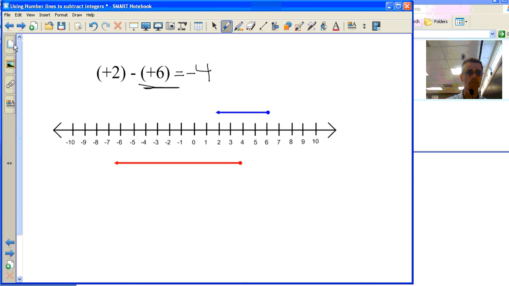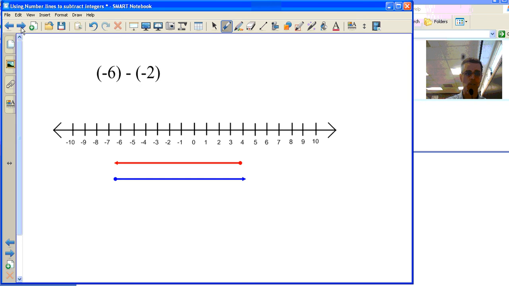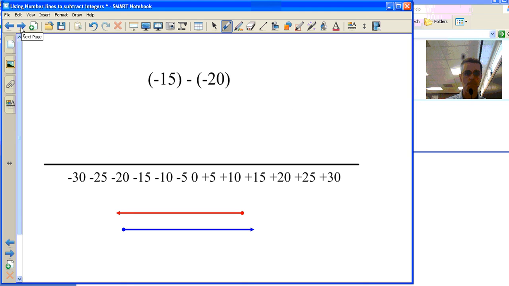All right, let's do one more. Let's do a bigger one. -15 subtract -20. Same thing applies. We start with the second number, which means now we've got to get our number line out. We're going to move it up, and we're going to start at -20. And then we're going to go up to -15, because that's the first number.